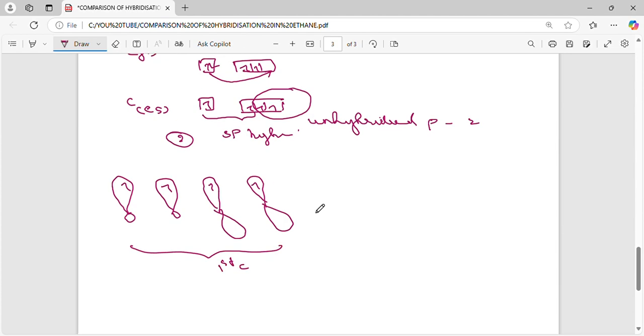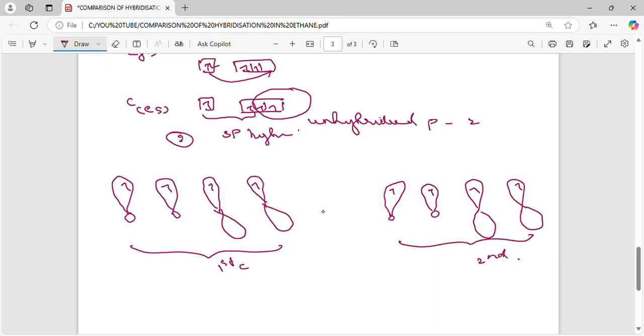Similarly, the same thing is happening for the second carbon as well. 1, 2, these two are the hybridized orbitals and these two are the unhybridized orbitals. This is for the second carbon. Now I am putting the numbers for the hybridized orbitals as 1 and 2 for the first carbon, and 1 dash and 2 dash for the second carbon.